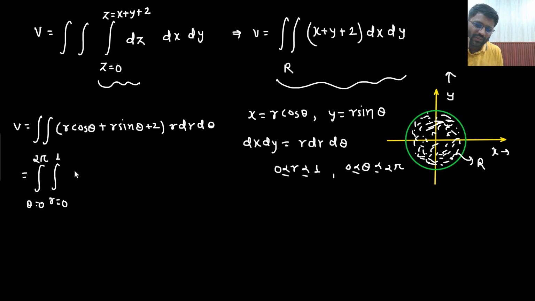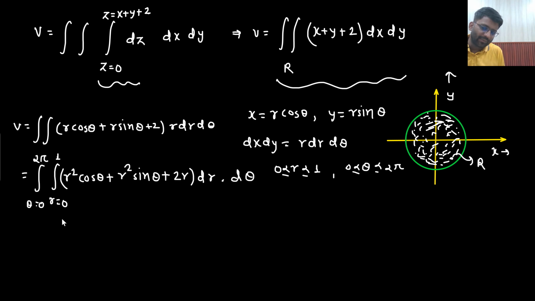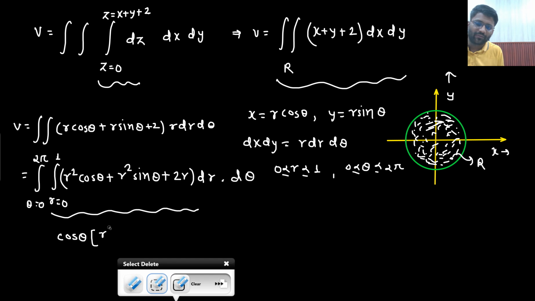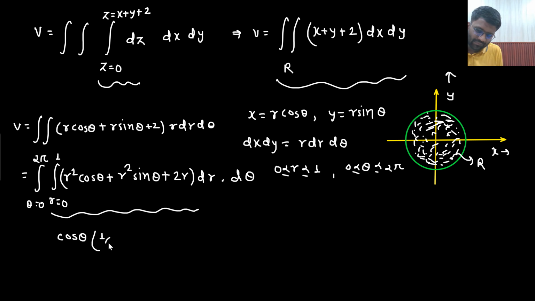First I am solving the limit of r. So r I am multiplying inside. This will become r square cos theta plus r square sin theta plus 2r, dr d theta. Solving with respect to r, cos theta, sin theta and 2 are constants. Cos theta outside, integration of r square gives r cube by 3, from 0 to 1, which becomes 1 by 3.